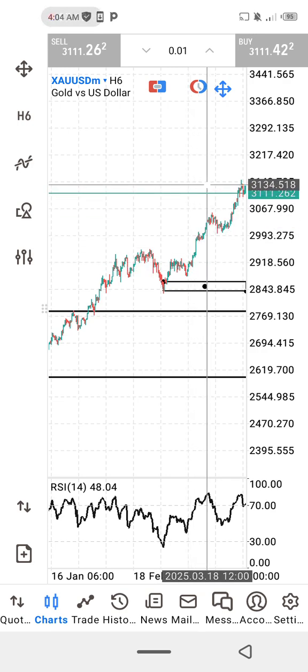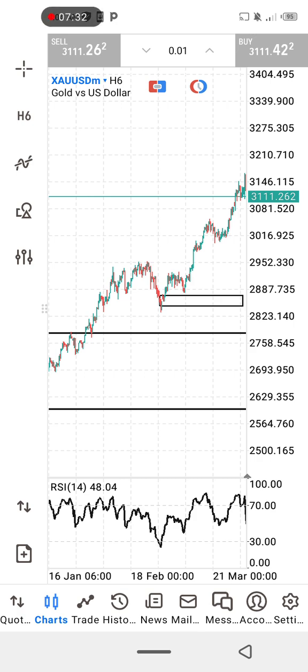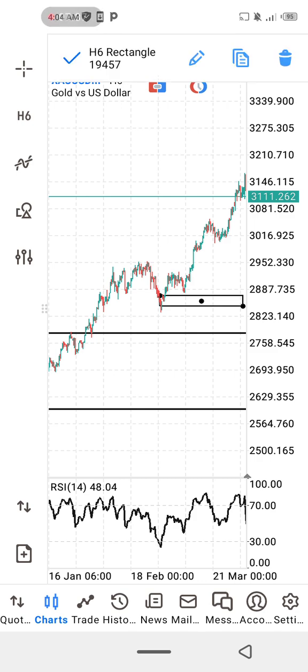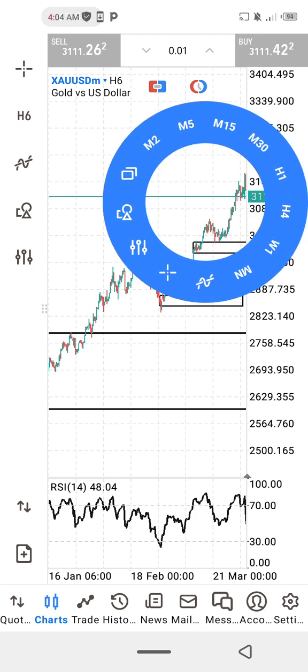So there are two areas that we have to pay attention to, but I would prefer us paying keen attention to this level. As you can see, we also have an extreme demand zone again at this level. So this is an extreme demand zone. Price moving from here, retesting, and then moving massively to the upside.